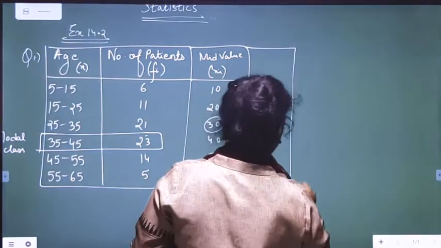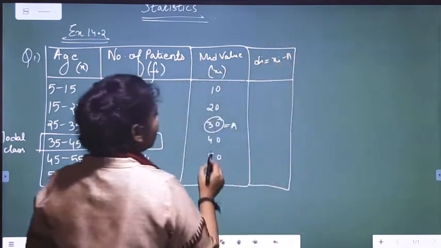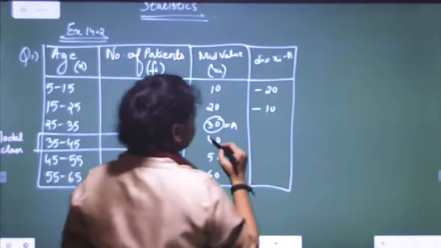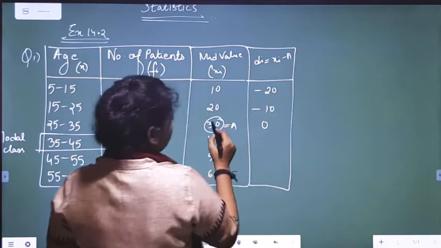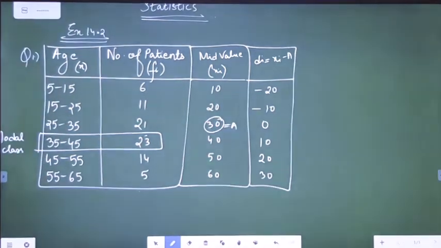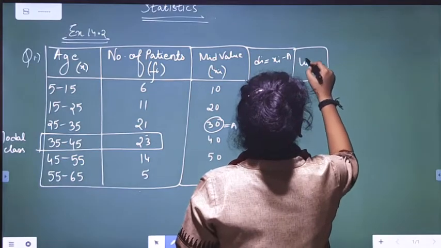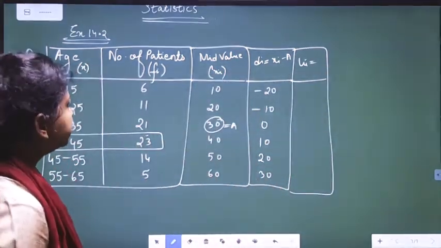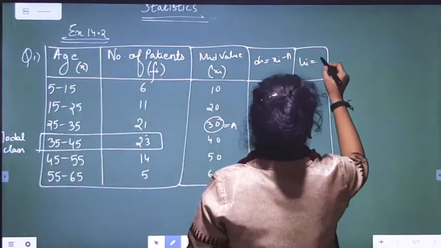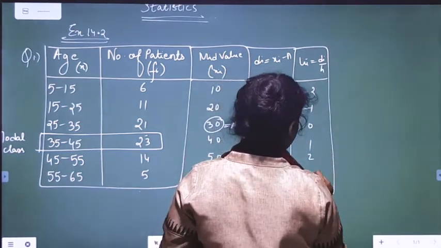Next, in the next step we find di, that is the deviation, and this is given by xi minus A. So 10 minus 30 is minus 20, 20 minus 30 is minus 10, 30 minus 30 is 0, 40 minus 30 is 10, then 20 and then 30. Let us use the step deviation method. So we also have to find out the value of ui. These all values have to be divided by the class interval. Class interval is of 10. So di divided by h becomes minus 2, minus 1, 0, 1, 2 and 3.